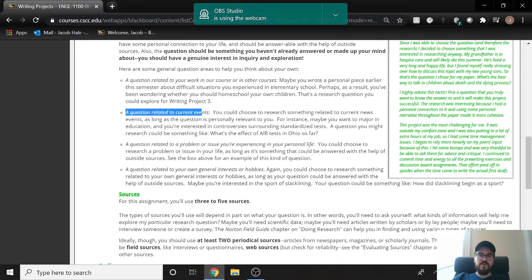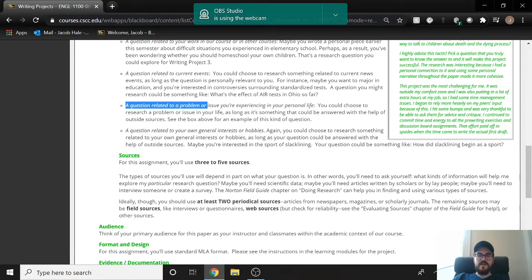You could come up with a question related to current events. Right now, there are lots of things going on in the news. There are a lot of demonstrations going on, a lot of things that are being discussed on the national level. So there's plenty of good things to talk about there.